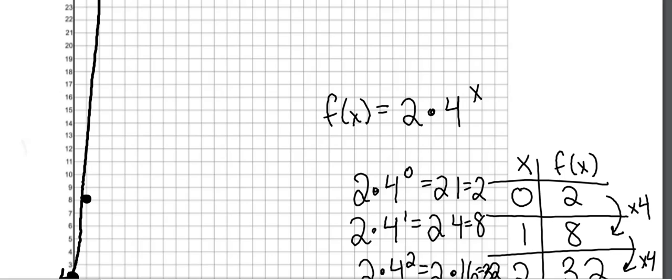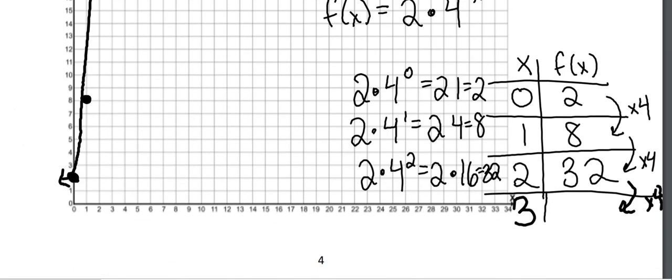Okay, and I also showed you how you could do it in a table. You could show initial value of 2, that's the point (0, 2). And then as you go from point to point, x goes from 0 to 1 to 2 to 3. We're multiplying by 4. 2 times 4 gets us an output of 8. 8 times 4 gets us an output of 32. 32 times 4, I didn't write it, but that would be an output of 128.